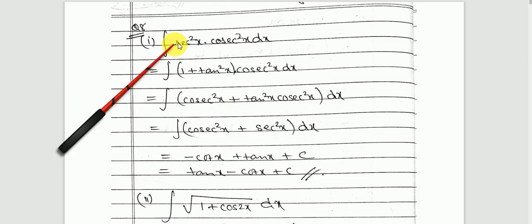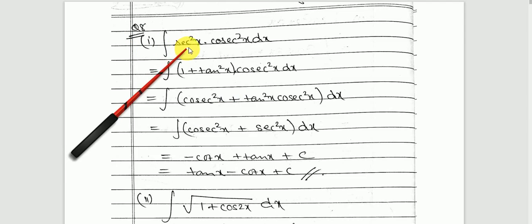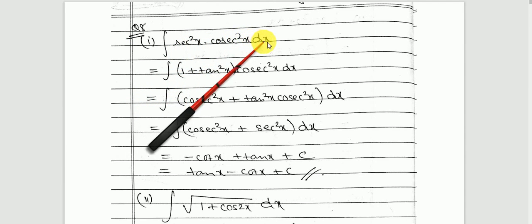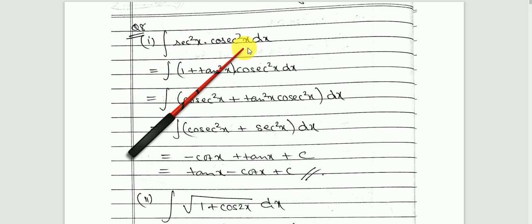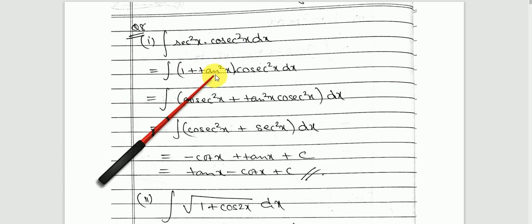Good morning, children. Now let us see the next question, question number 8.1. Here we have to integrate sec square x into cosec square x dx. So again, if you see this integrand, you don't have any direct formula for this. So here we can write this sec square x as 1 plus tan square x.